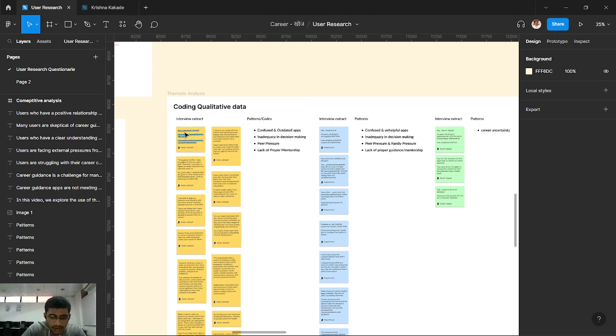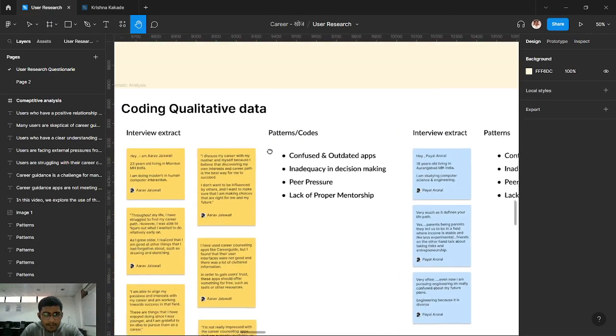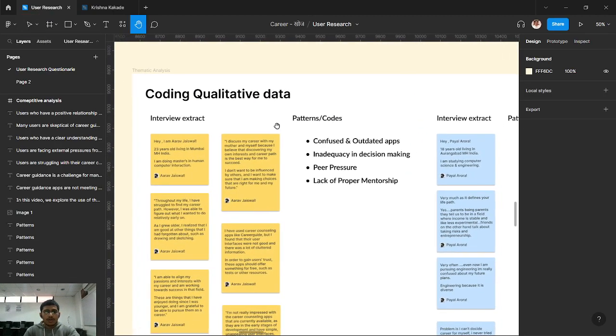Now this is an interview extract. Now you say you're coding qualitative data. So now we have an interview extract: "Hey, I'm Aro Jaiswal." This is an introduction of the person who gave me inputs in my user research.